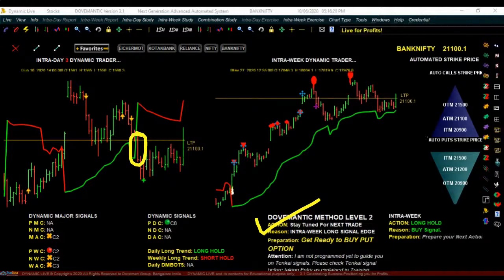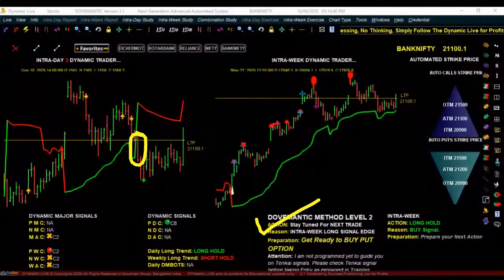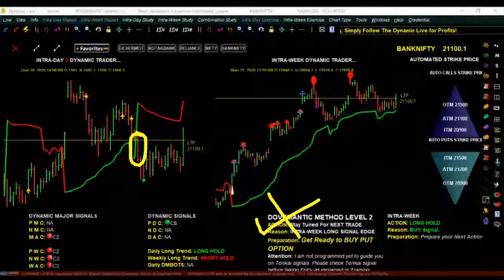That is, is there any zigzag caution, zigzag symbol at the bottom in Nifty? Or is there any long signal edge point in Nifty at the same time? Either in intraday 3 or in intra-week, it doesn't matter. If any one of these two is there, if a zigzag is there or even if a long signal edge point is there at the same time, then avoid the trade. Don't do this trade. Don't trade Bank Nifty.